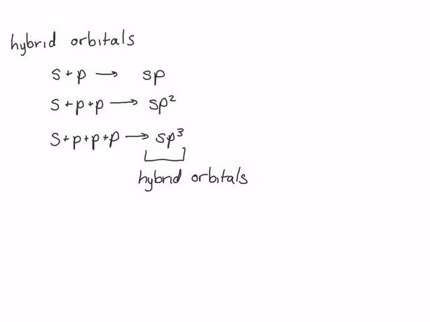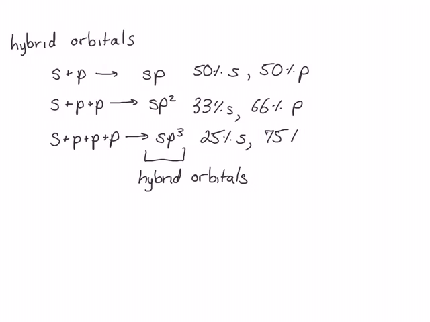An sp orbital is 50% s and 50% p. An sp2 orbital is 33% s and 66% p. An sp3 orbital is 25% s and 75% p.